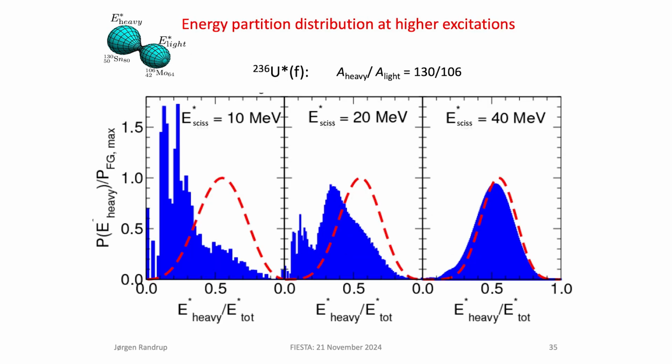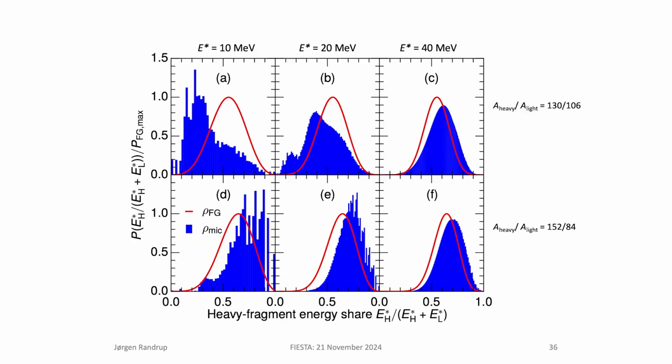And here you see how it goes with energy. Now we heat up the system, go from 10 to 20 to 40. Then these structure effects should disappear. You see how they do disappear at 40 MeV. You're practically at the macroscopic Fermi gas distribution. And I'll show you one other example.